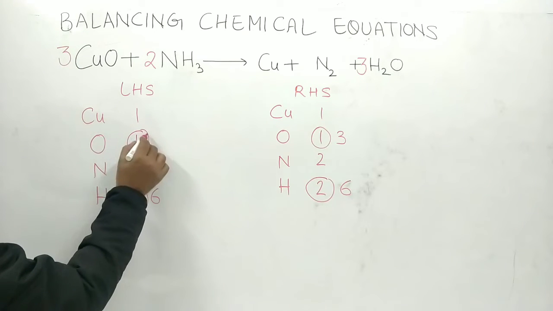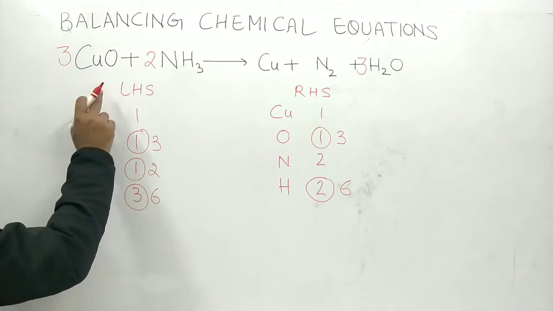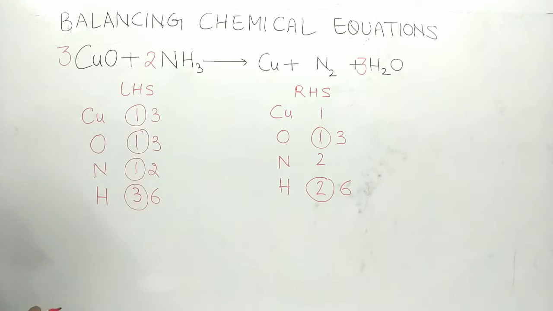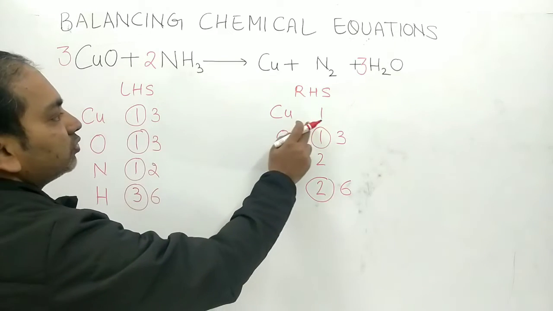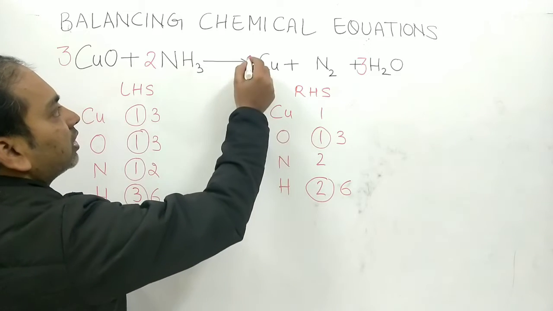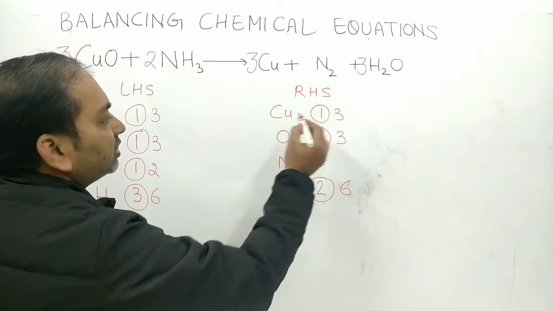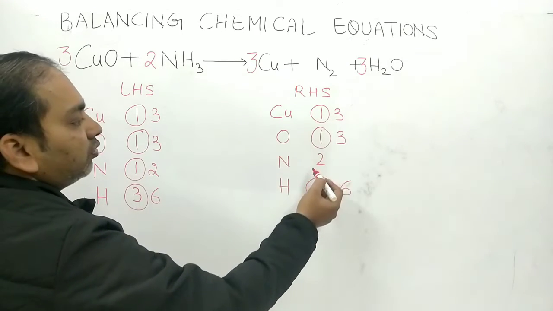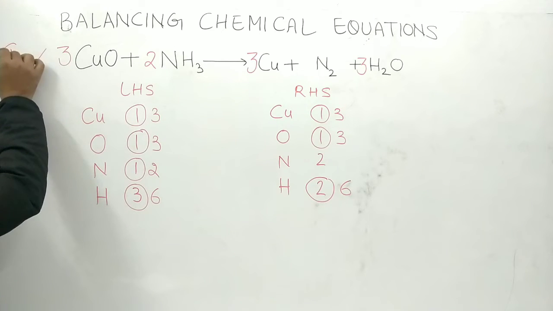So I need to multiply by 3, so this becomes 3. But at the same time the copper is changed. This time the copper is not 1, this time it is 3. So this becomes unbalanced: here this is 3 and this is 1. On that side copper should be 3, so I simply multiply here by 3. So this becomes 3. Now you can check. This is 3 3 2 6 and this is 3 3 2 6, and your equation is balanced. So this is your equation number 1.